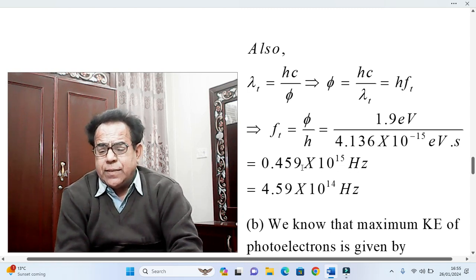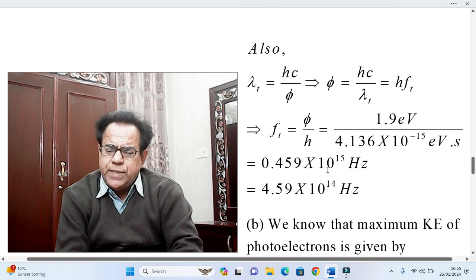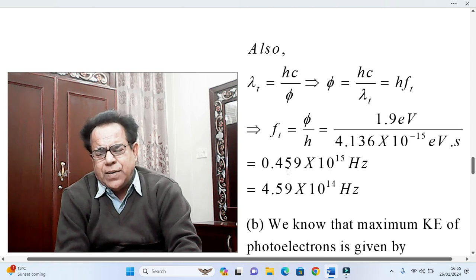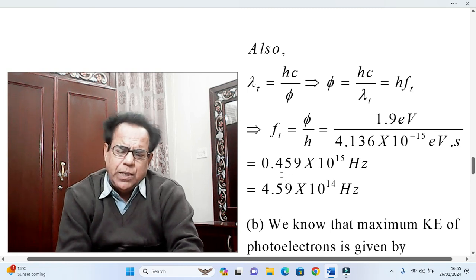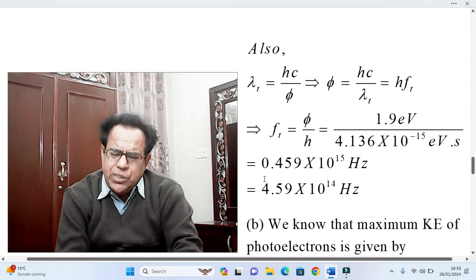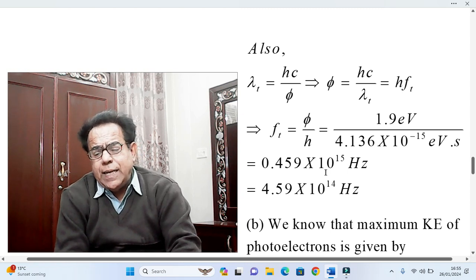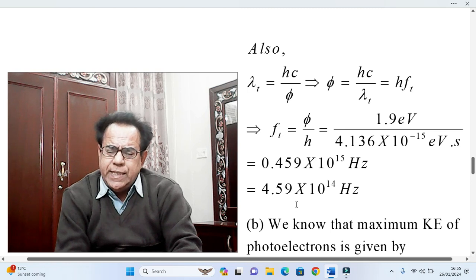Our answer is correct to this extent, but just as a matter of discretion, we convert it into a whole number. In place of 0.459, we write 4.59. By doing so, 10 raised to the power 15 is reduced to 10 raised to the power 14. Both these answers are acceptable, however the latter is generally considered better.